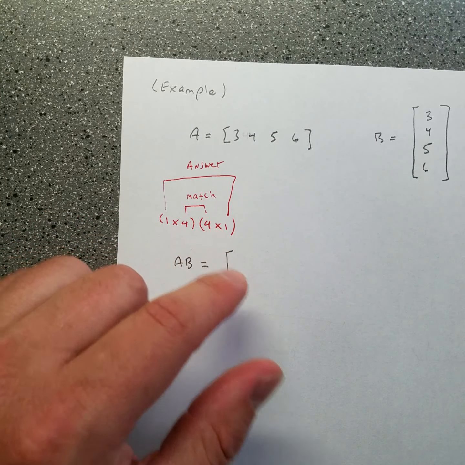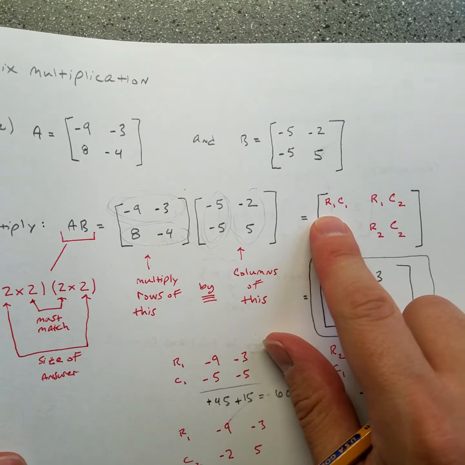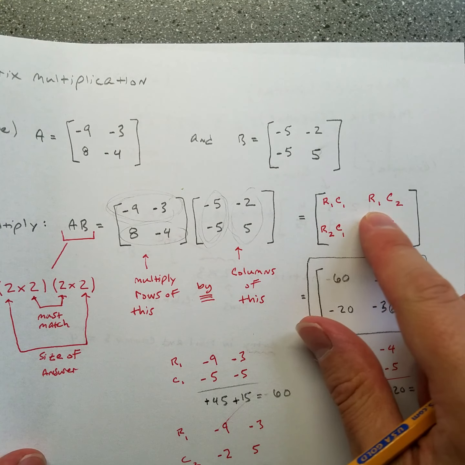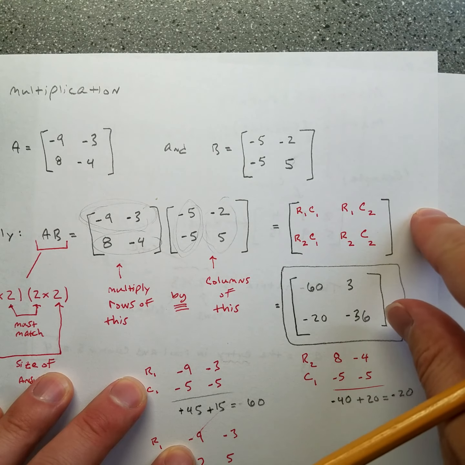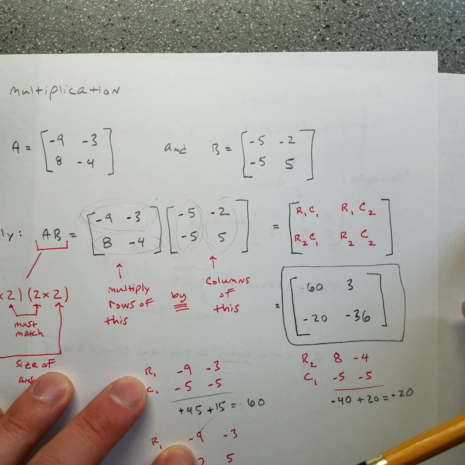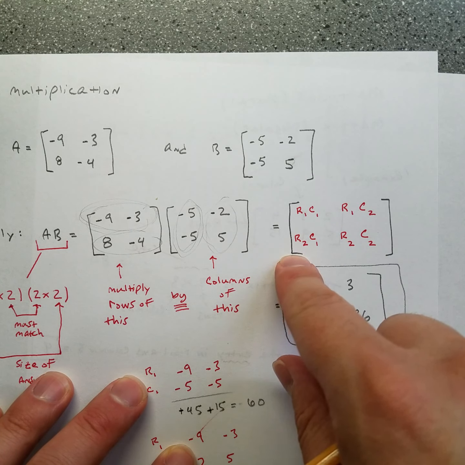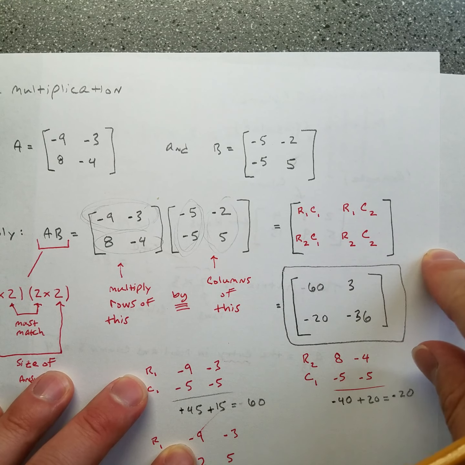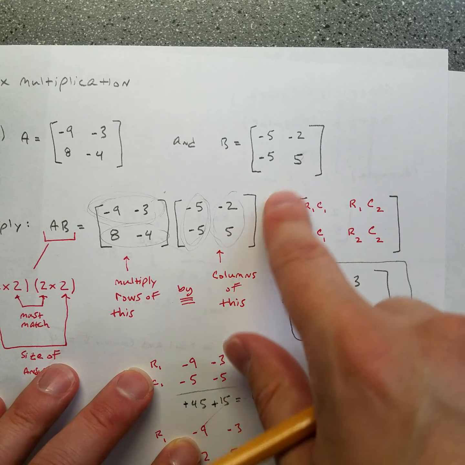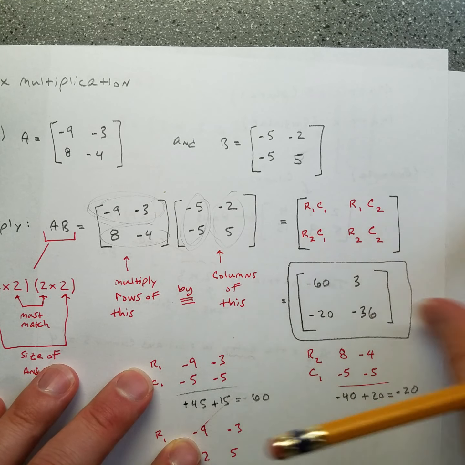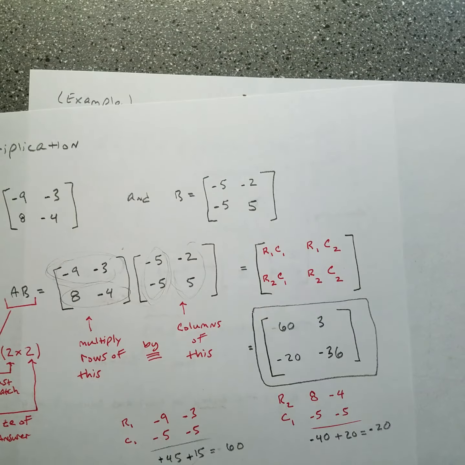Think about it right here. It's always like this. R1, C1, R1, C2. What if there was another one? R1, C3, R1, C4, R2, C1, R2, C2. What if there was another one? R2, C3, R2, and then what? R3. You can keep counting just like this over as much as you need to.